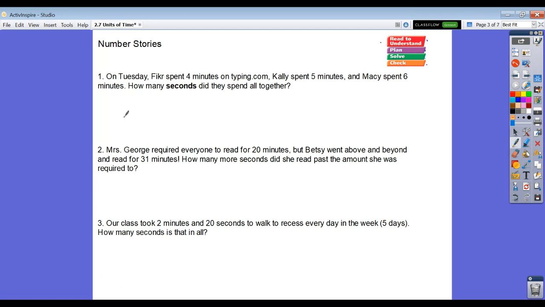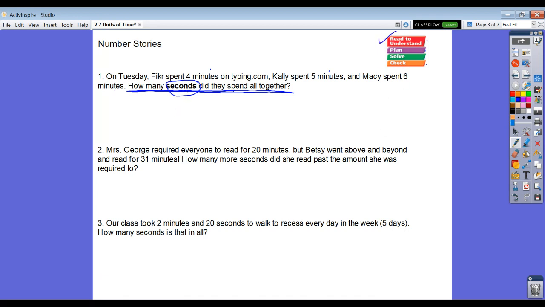So the question here is how many seconds did they spend all together? I'm going to underline my question. And what keyword do you notice in there? Yeah, seconds, right? But that's weird because they gave the times in minutes all throughout and then given seconds. It's a trap. They're trying to trick us. But you are not going to fall for the trap because you always read to understand. So now we know what it's asking.